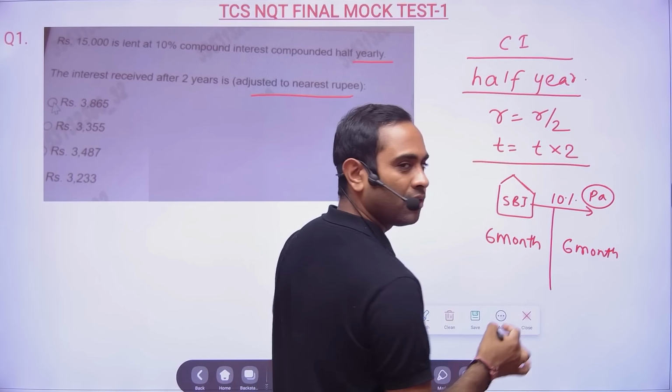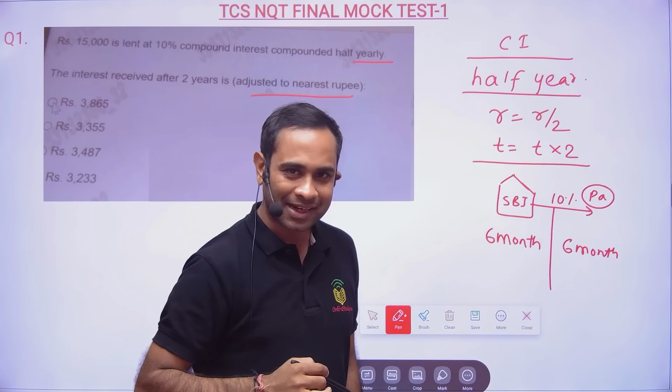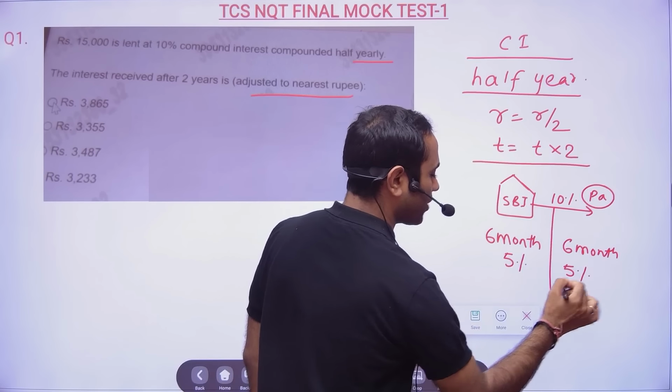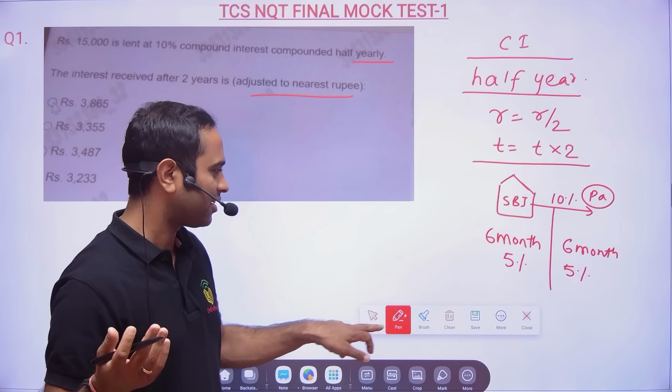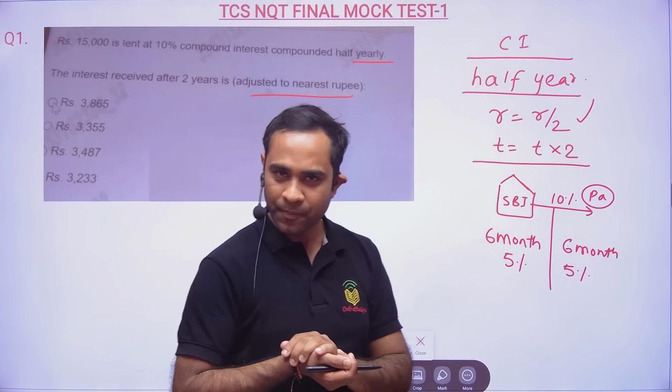So what they will do? Okay, you come, no problem. 10%, 20% I will not give you. I will give you 5% and I will give you 5%. Okay? Bank is a bank. They are more clever than us. So that is the reason we take rate equal to half.